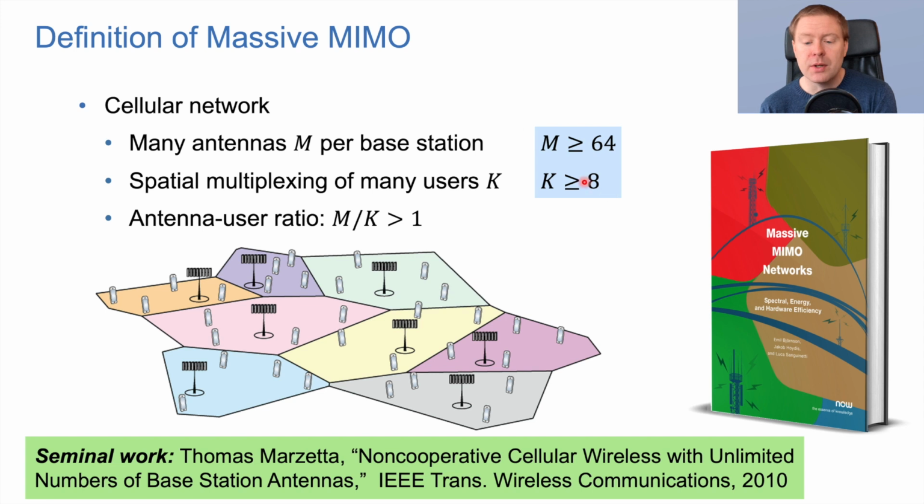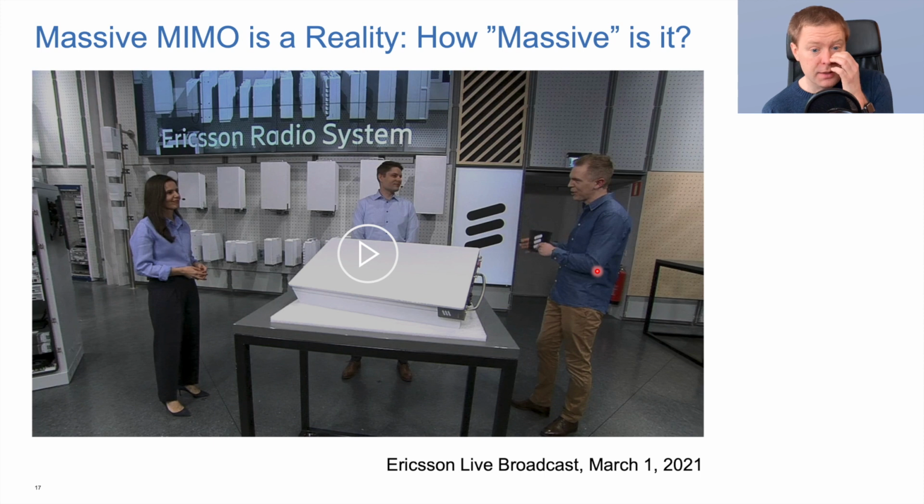And of course, when you have deployed a certain number of antennas, the number of users that you actually have in your system will vary depending on the hour of the day, and maybe you have 0 users at night and you might have 8 or more users in the peak hours. So massive MIMO is a reality. There is 1 million massive MIMO base stations deployed.